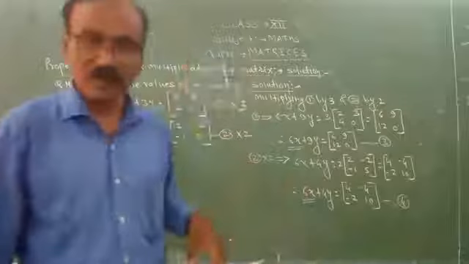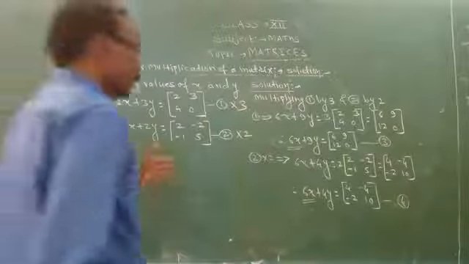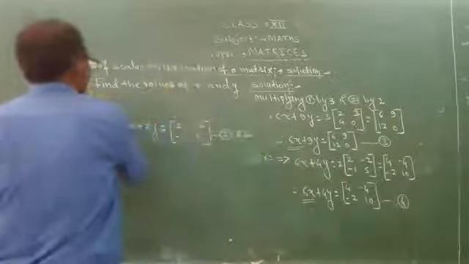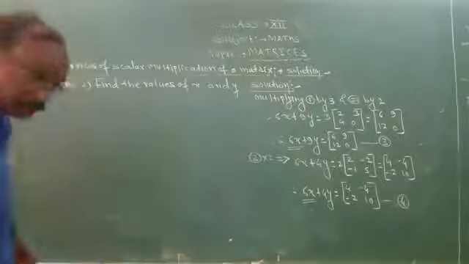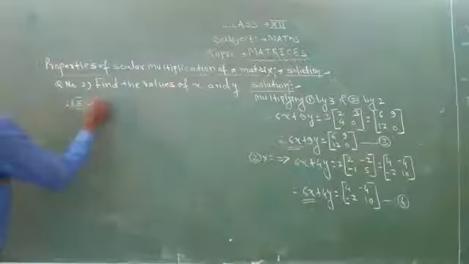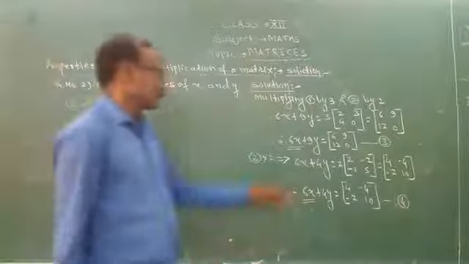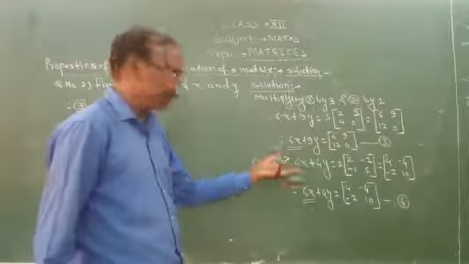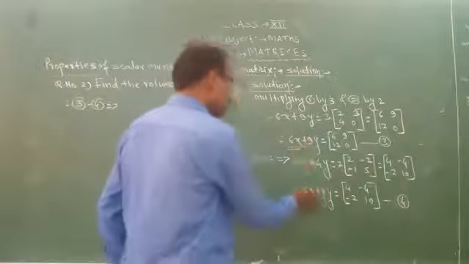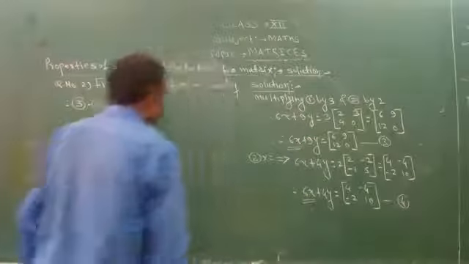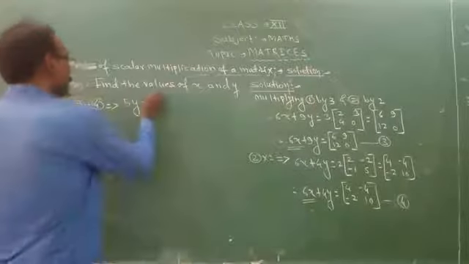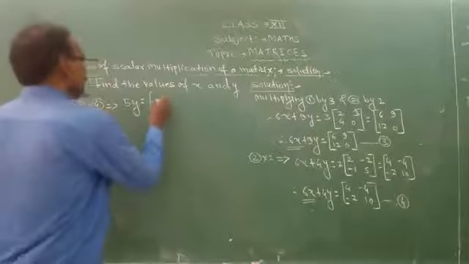I can subtract equation 3 minus equation 4, that is, subtract 4 from 3. Therefore, 6x minus 6x will be 0, 9y minus 4y is 5y.